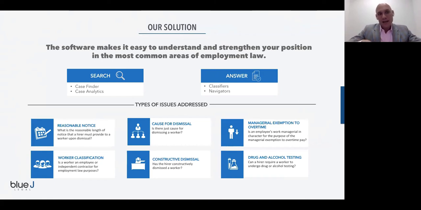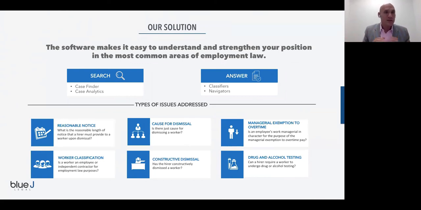We're really guided in what we build into the software by the questions that employment lawyers, in-house counsel and HR professionals tell us they encounter fairly frequently. So things like, what about drug and alcohol testing? Am I able to test this employee in these circumstances? Is this person exempt from overtime regulations? Do I have cause to dismiss this person? If I do this, is it going to lead to a constructive dismissal issue with respect to this worker?